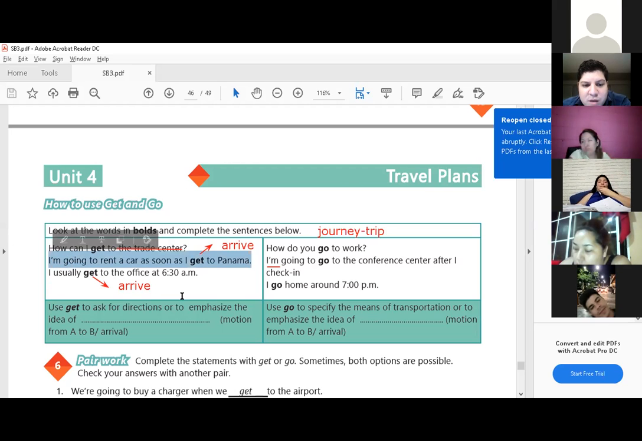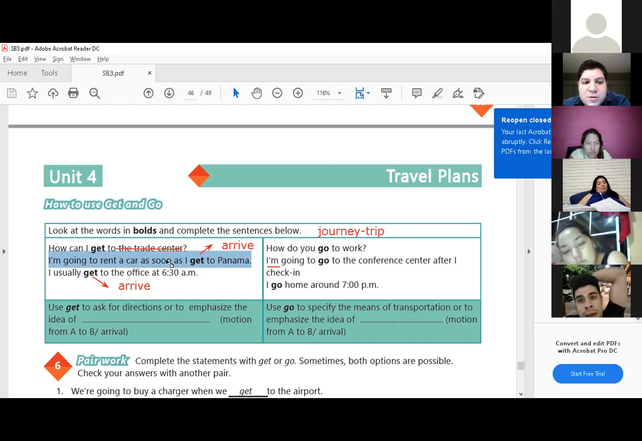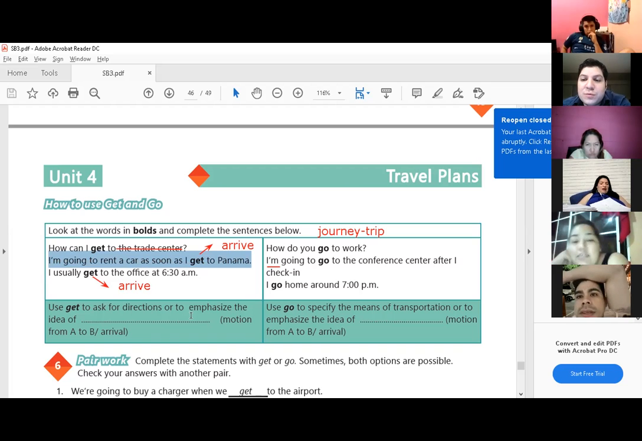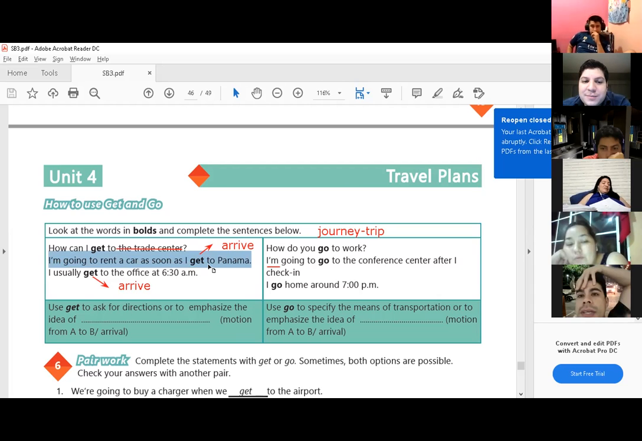So we can break the confusion here, if there is any, si hay alguna. What is the meaning of this in Spanish? Yo voy a rentar un vehículo as soon as. Ahí esa palabra no me la puedo, teacher. Soon. Tan pronto. As soon as. En cuanto tan pronto llegue. Tan pronto llegue a Panamá. En cuanto llegue a Panamá. No más llegue.